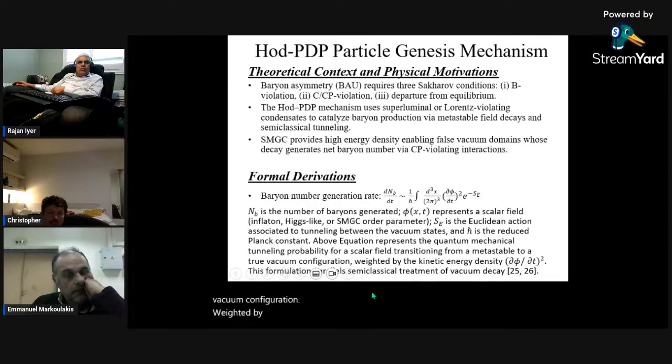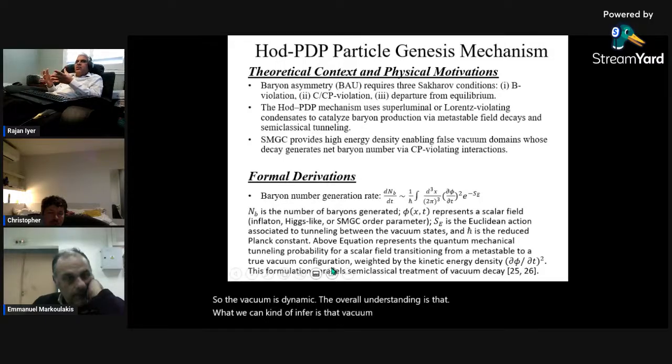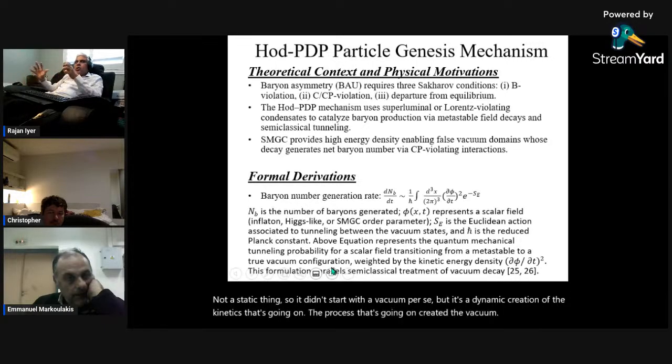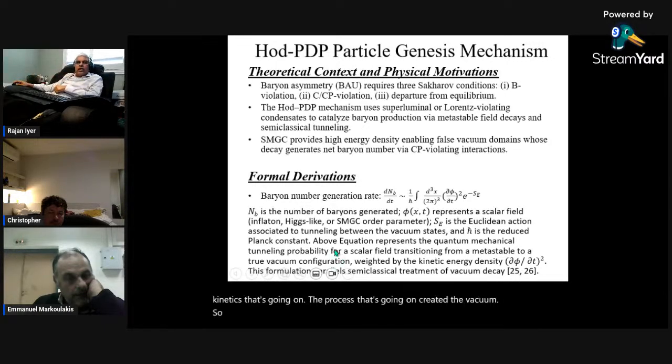So, the vacuum is dynamic. The overall understanding is that what we can kind of infer is that vacuum is a dynamic creation, not a static thing. So it didn't start with a vacuum per se, but it's a dynamic creation of the kinetics that's going on, the process that's going on, created the vacuum. So that's why the vacuum possibly is not empty.